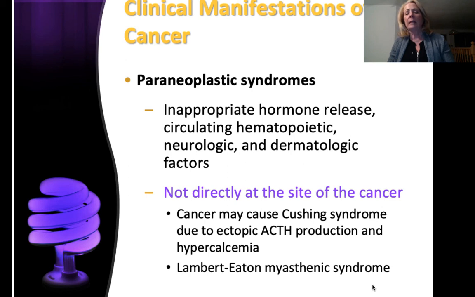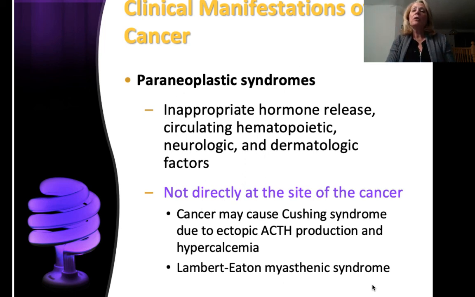So for instance, cancer may cause Cushing's syndrome because the cancer itself is actually producing the hormone ACTH. And ACTH can stimulate the adrenal glands to make cortisol, and now you have excess cortisol and you've developed Cushing's syndrome. Or you might have something called Lambert-Eaton syndrome, and this is very similar to myasthenia gravis, where muscles are not able to work. So paraneoplastic syndrome can be a really bad side effect to cancer.